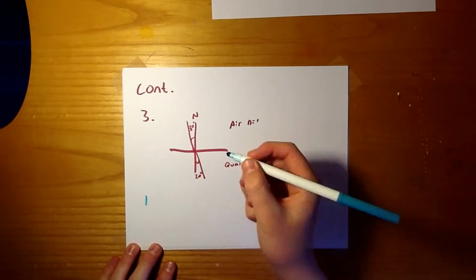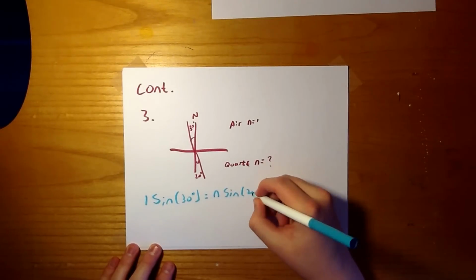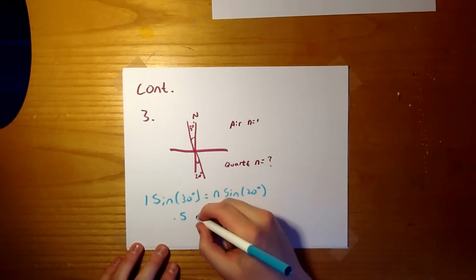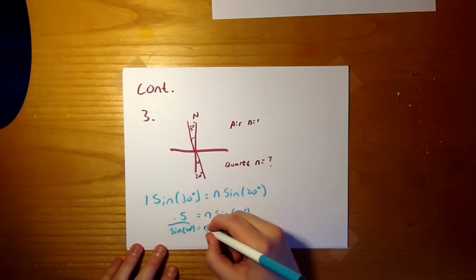Again, assuming this comes from air, we write out Snell's law, but this time we're given the angle of refraction, which is said to be 20 degrees, and we need to solve for n. So it's not too bad, just make sure you put everything in your calculator correctly.